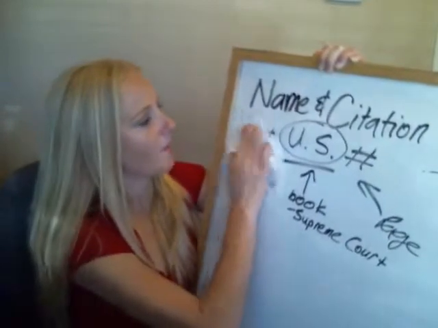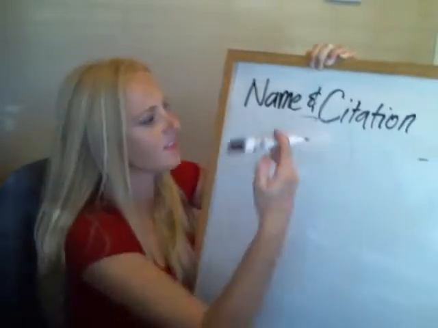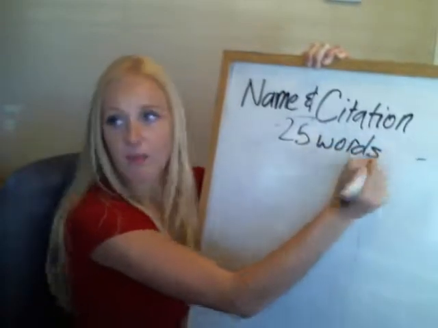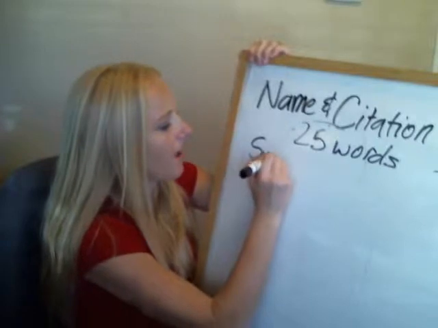So after the name and citation, and by the way, the book gives us a guideline that this should be about 25 words maximum, then we're going to have a summary of the facts.